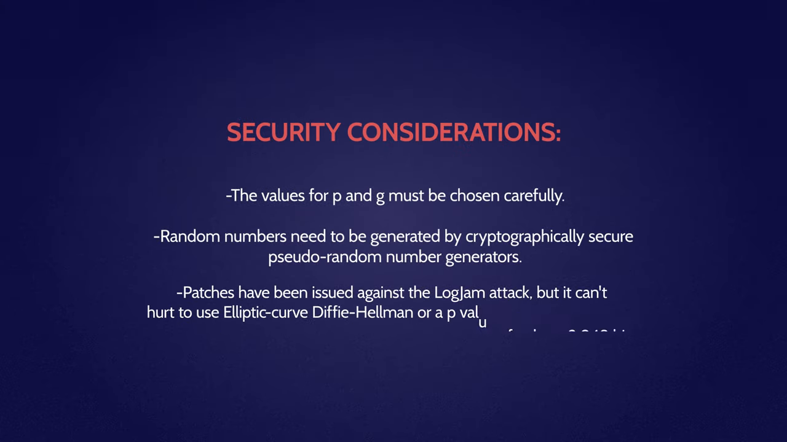The Diffie-Hellman Key Exchange can only be secure if the appropriate numbers are chosen and it is implemented correctly. The value for P must be a prime number of at least 2048 bits. The value for G must be chosen from a finite cyclic group, G. But there's another example where the math behind this is a little bit beyond the scope of this video. Check the links in the description for more information.